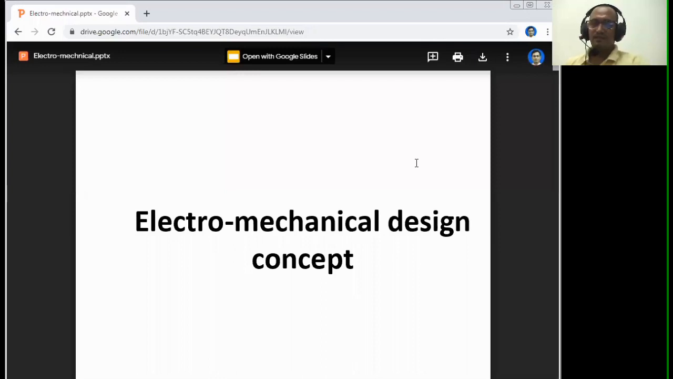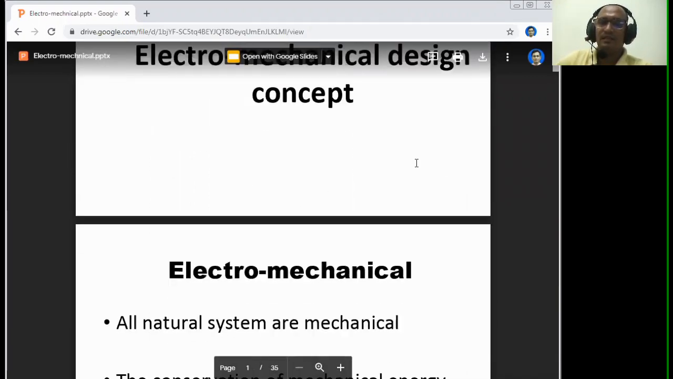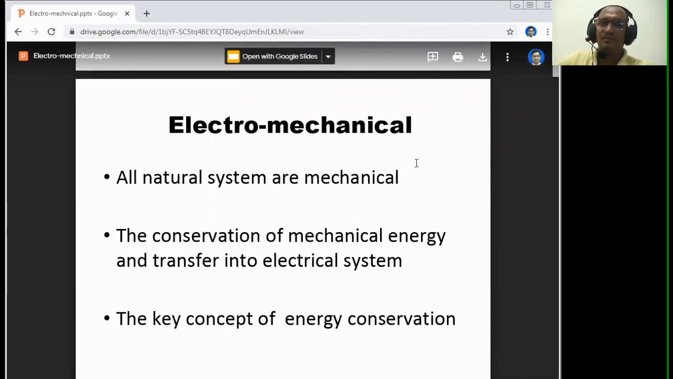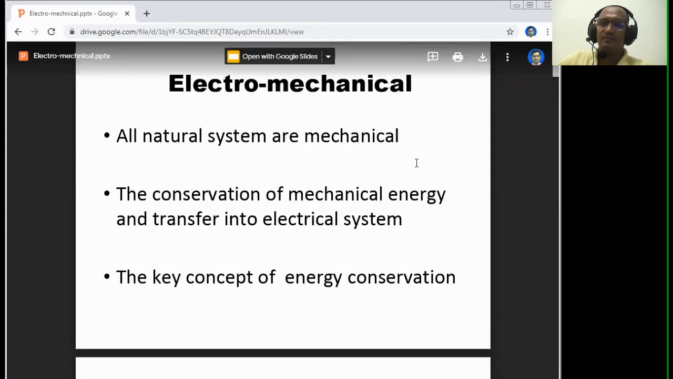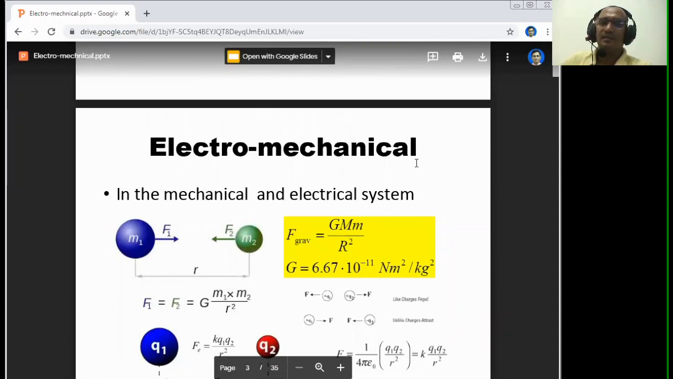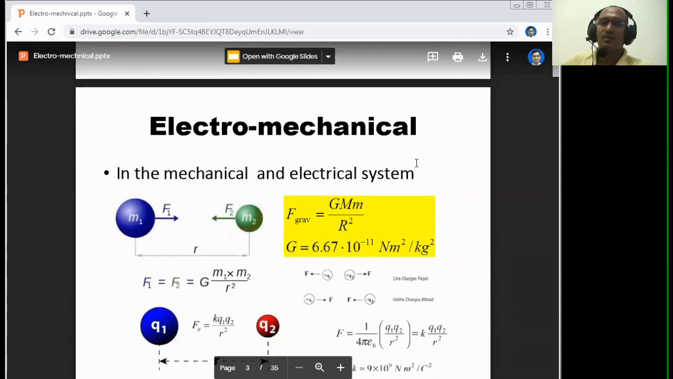So this is our electromechanical design concept, where we deal with how mechanical and electrical systems are correlated to make them interchangeable phenomena. From the beginning, you know that in an electromechanical system the mechanical process is very natural, and the conversion of mechanical energy to electrical energy is the key process of our understanding. To know it properly, you need to first learn the core principles of the mechanical and electrical systems.